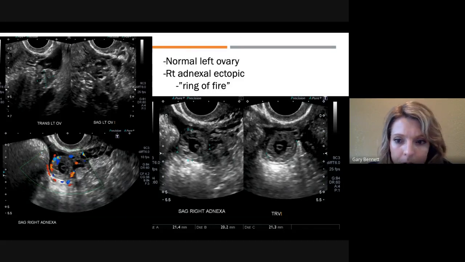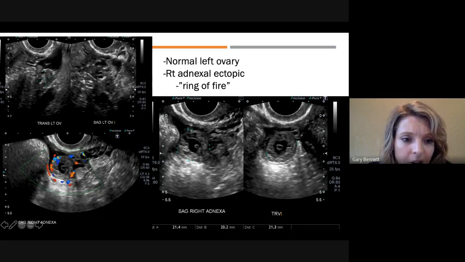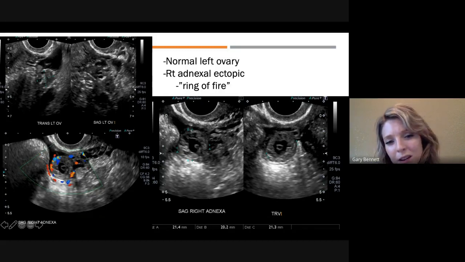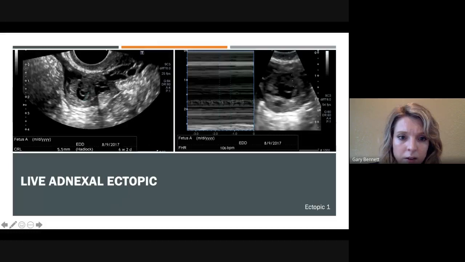Free fluid all over the place. There's going to be free fluid on all of these. But again, here's that nice ring of fire. It just kind of goes kind of circular. Not the best indicator because I've seen many ectopics that don't have this. But it's a nice, helpful little sign if you find it. Free fluid everywhere.